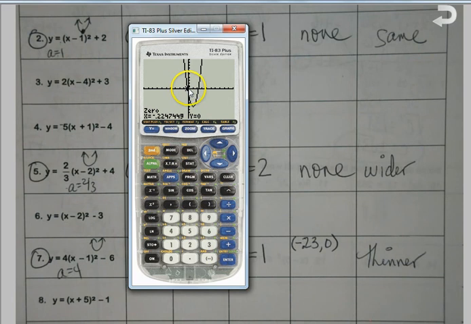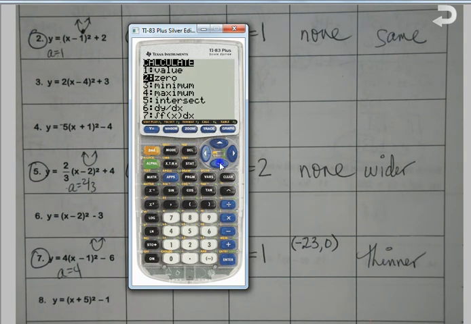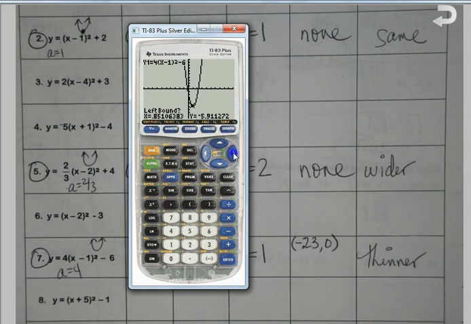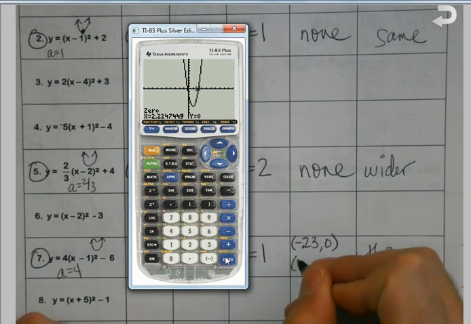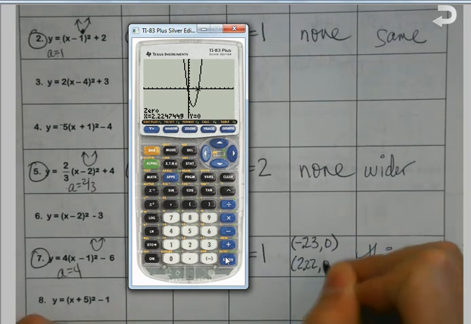But that's just one. So I'm going to do it one more time. So second and trace. Again, we're looking for a 0, another name for an x-intercept. Let me get back over here. Okay, so I'm kind of close. Couple of clicks left. You're like, left bound? It seems like it's more like under bound, but it also is to the left of that point. So that's why it says left bound. Let me get back to close here. Couple clicks to the right. So now I'm to the right of it. That's good. Let's see what we get. All right. So about 2.22, let's say, 0.